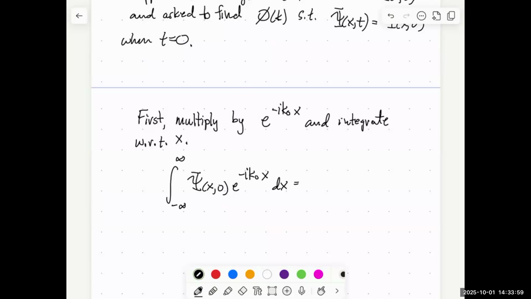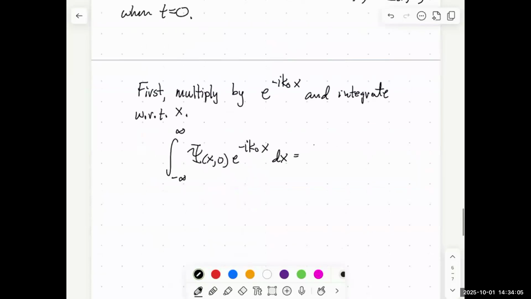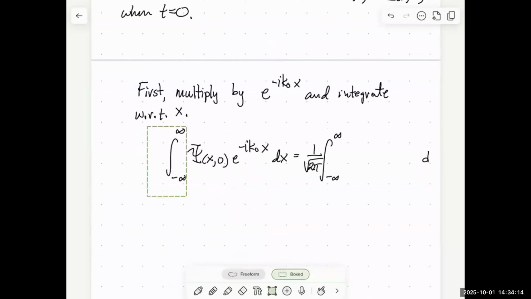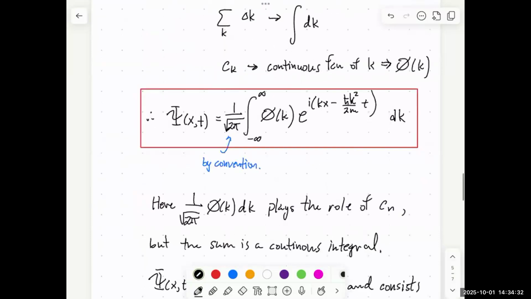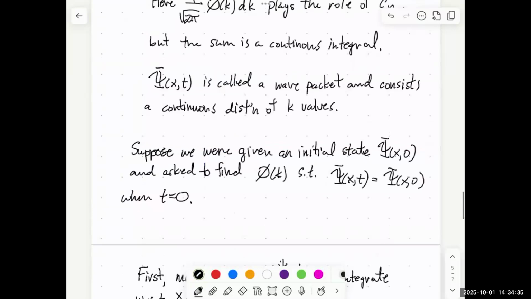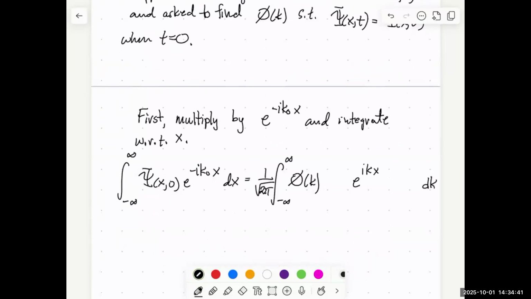On the right-hand side, well, what do we have? We have a 1 over root 2 pi. We already have an integral. That integral is over k. Okay, and then we had a phi of k, and then we had an e to the i k x. All right. Okay, so this is at t equals 0.